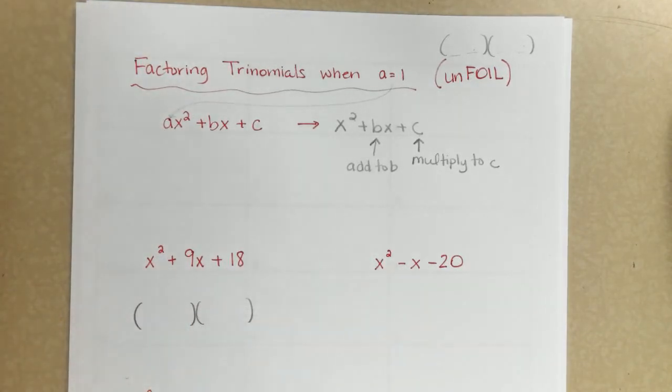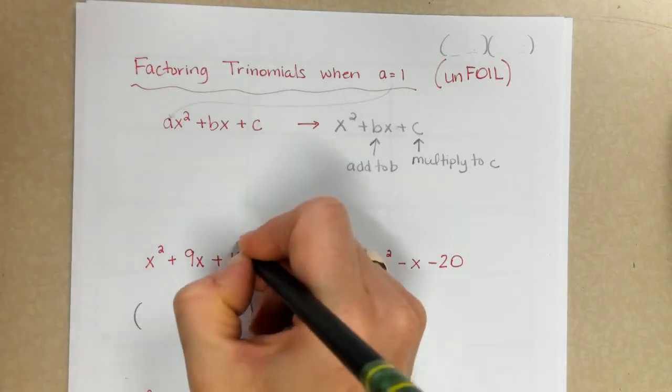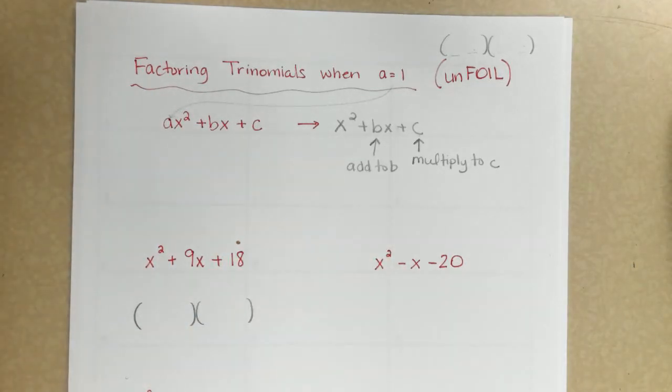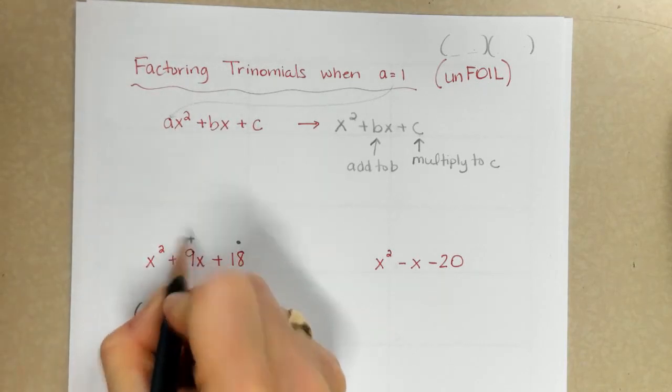I have 4 problems for us. So I need to find a pair of numbers that can multiply to 18, I said that wrong, and can add up to be 9.